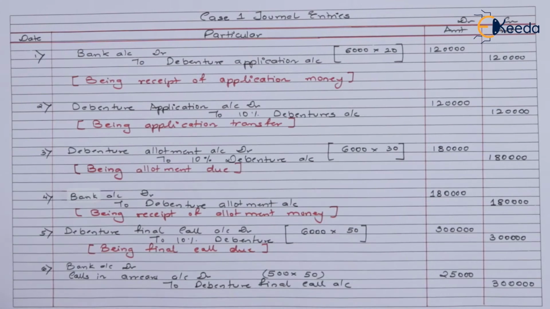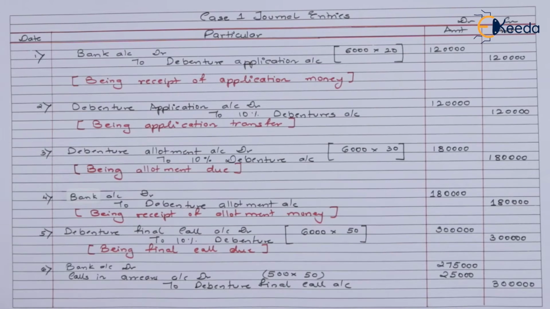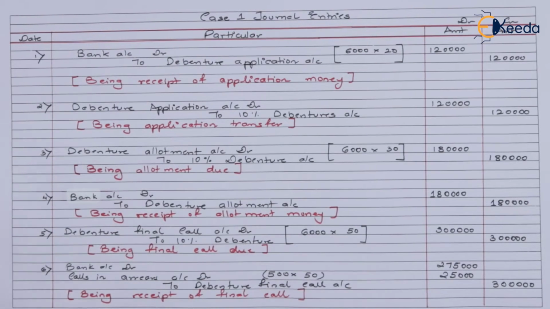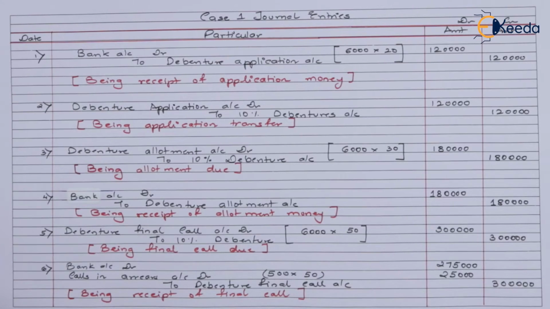So out of 3 lakh, 25,000 is what we haven't received. So the total amount that we must have received is 2,75,000. Let's mention that in the bank account. So that is the total receipt of final call money, which we have mentioned. Now, the next part is preparation of the balance sheet for case 1.